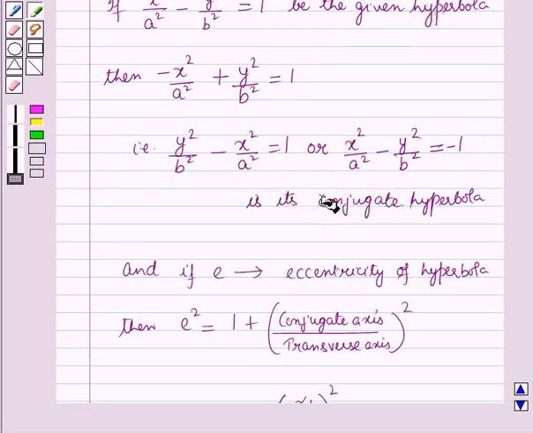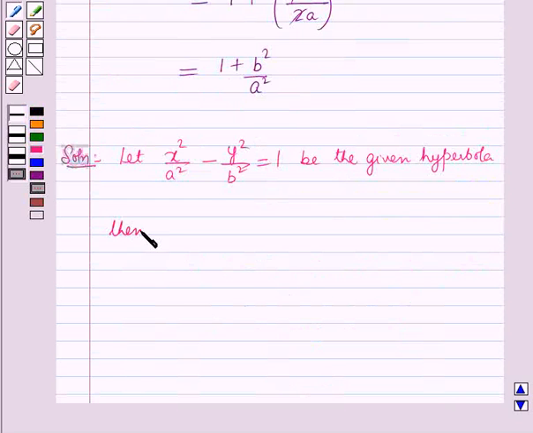then using the result for finding out the conjugate hyperbola of the given hyperbola, here we have y squared over b squared minus x squared over a squared is equal to 1 as its conjugate hyperbola.